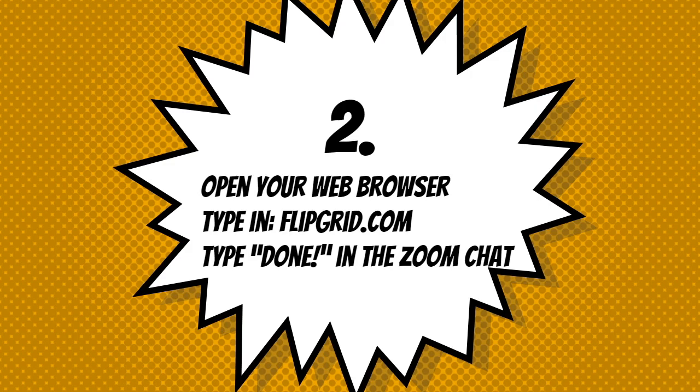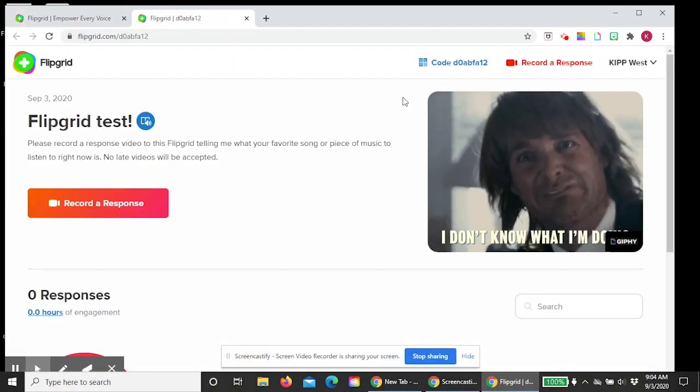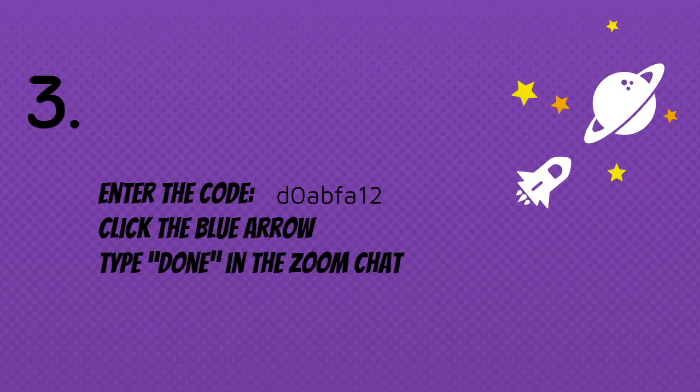Okay, so we should all be on this screen now. This is where you're going to enter that code that you wrote down. So go ahead and click that box where it says enter a join code, and you're going to enter that code there. And once you finish typing that in, you can click that blue arrow, and that should take you to this page. So I want everybody to do that now. Go ahead, and when you've done that, type done in the Zoom chat. It's not a race.